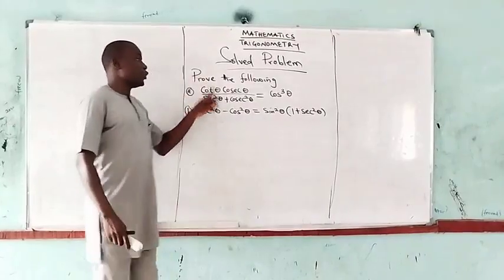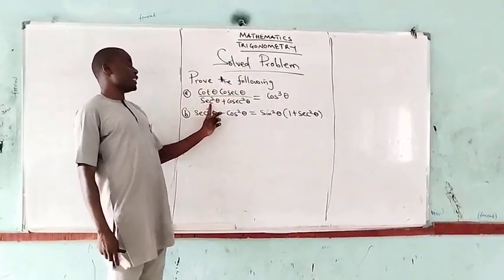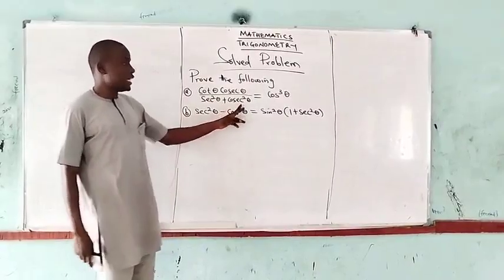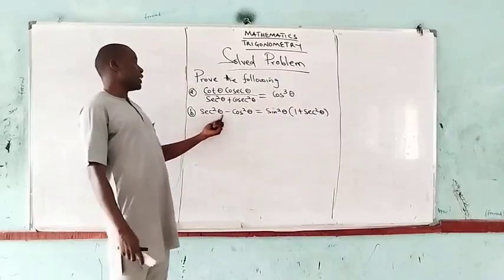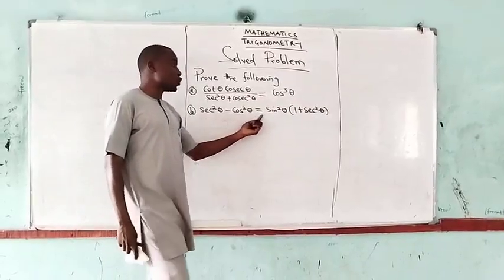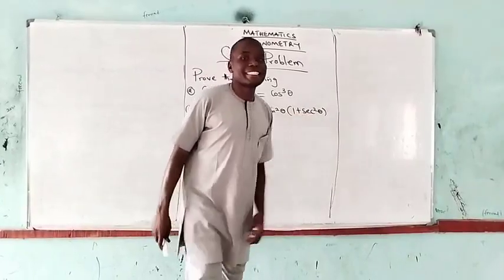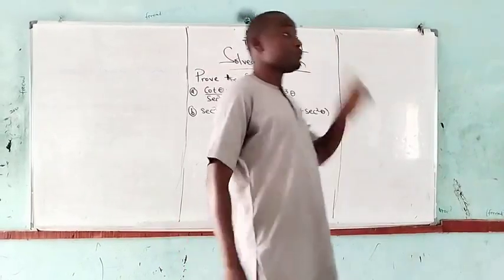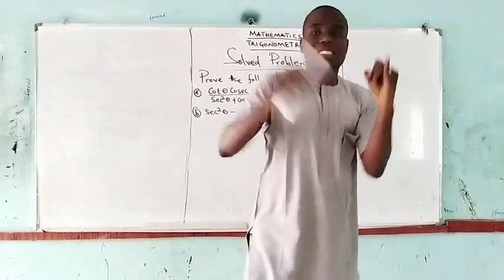Prove the following. You are to prove that cot theta cosec theta, all over sec square theta plus cosec square theta, is equal to cos cube theta. And you have to prove that sec square theta minus cos square theta is equal to sin square theta into 1 plus sec square theta. Look at this.